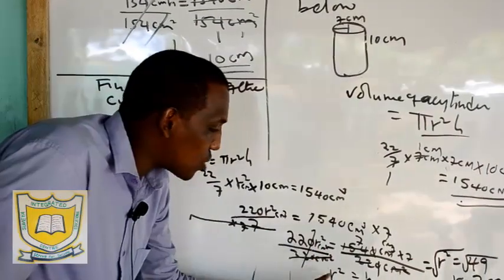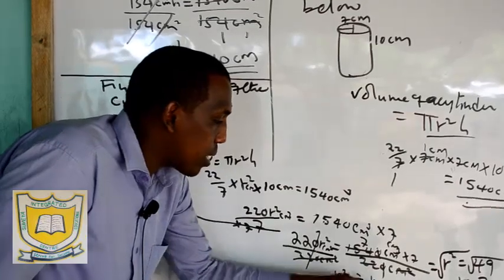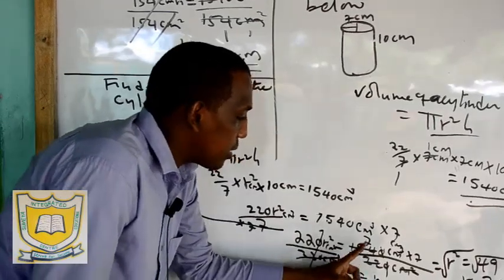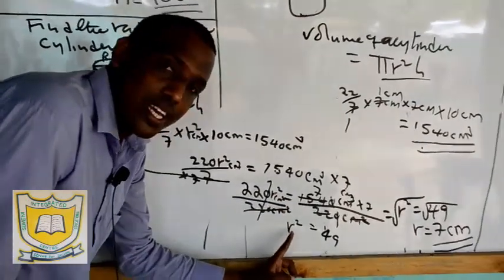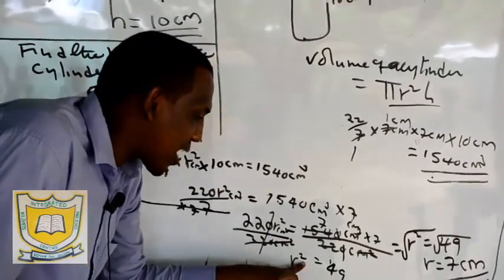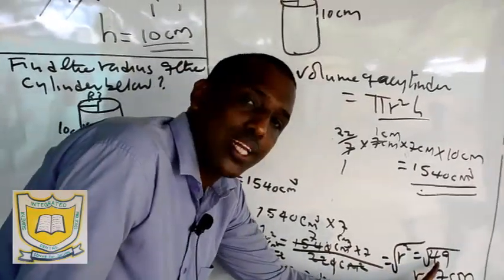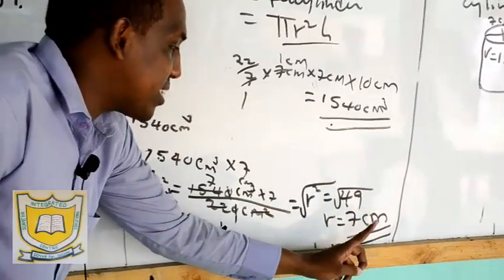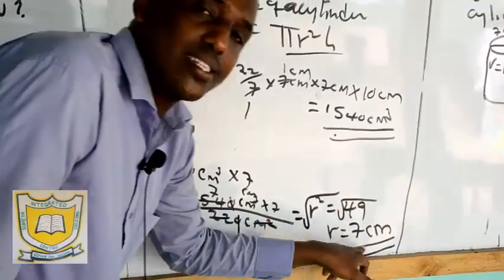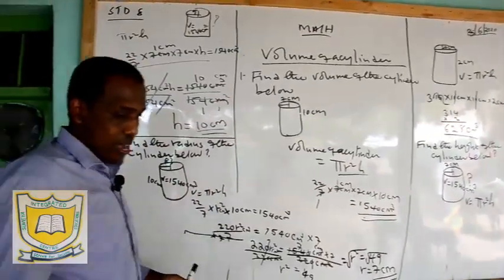R squared is equal to, cancel by 22, 1 by 22, 7. 7 times 7, 49. R squared is what's remaining, is equal to 49. To get R now, we take the square root. So we said R squared is equal to 49. So the square root of R squared is R. The square root of 49 is 7. So radius is 7, diameter is 14. That is how we find it.